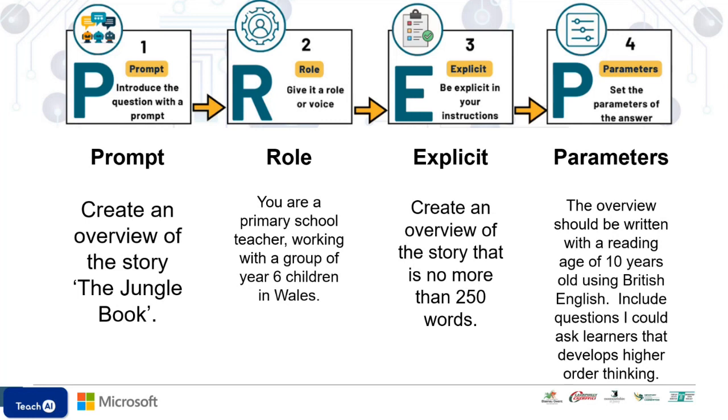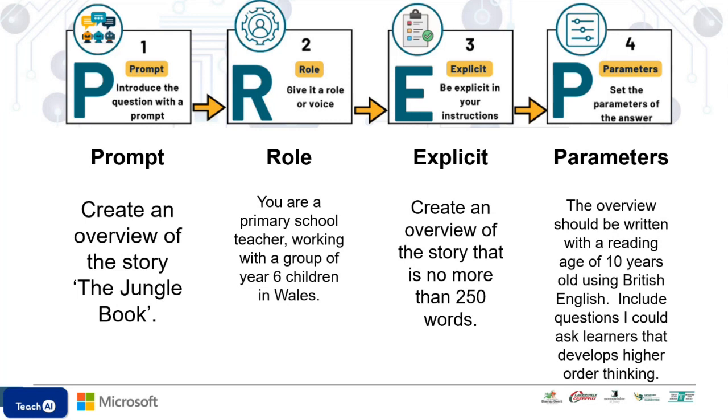So I've taken that prompt, and what I've done now, going from creating an overview, is iterate that prompt to make it have a role. So I want it to be a primary school teacher working with year 6 in Wales. I want it to be explicit that it's 250 words and no more. And I want it to be written with a reading age of 10 years of age in mind. And I want it to give me some questions that develop higher order thinking.